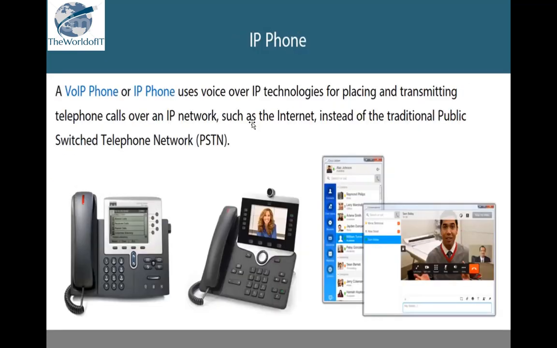IP phone. A VoIP phone or IP phone uses Voice over IP technologies for placing and transmitting telephone calls over an IP network, such as the Internet, instead of the traditional public switched telephone network (PSTN).